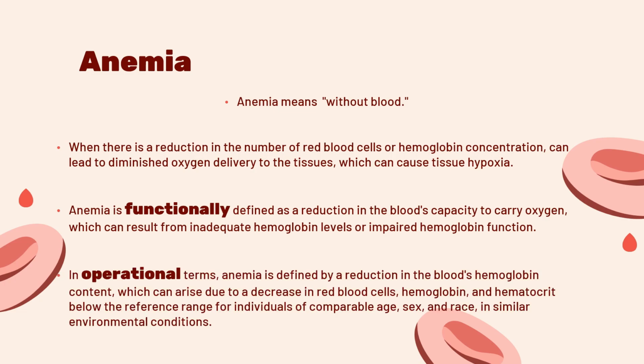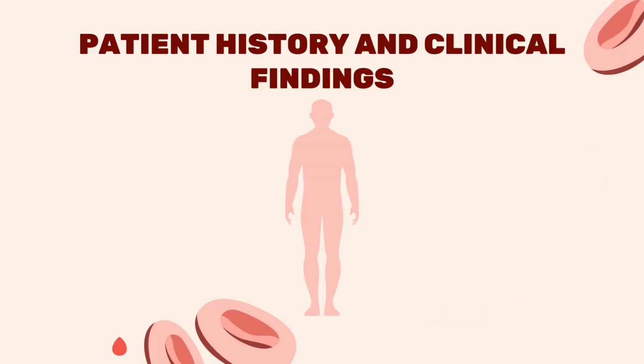In operational terms, anemia is defined by a reduction in the blood's hemoglobin content, which can arise due to a decrease in red blood cells, hemoglobin, and hematocrit below the reference range for individuals of comparable age, sex, and race, in similar environmental conditions. Patient history and clinical findings.